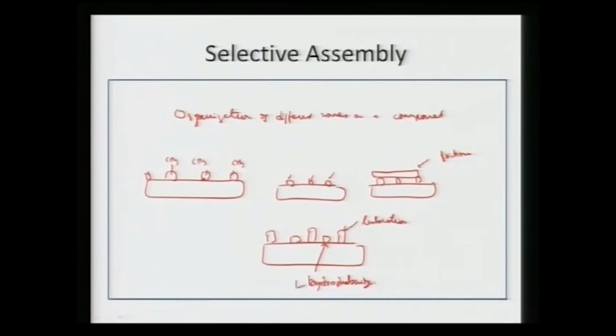So, in this case we are achieving lubrication. It will reduce the friction of the moving parts, and this hydrophobicity will not allow sticking of water droplets. So, we can achieve multiple functionality, or a selective assembly combining various concepts to achieve more than one type of functionality in a particular component.